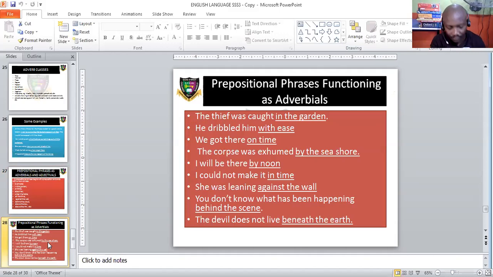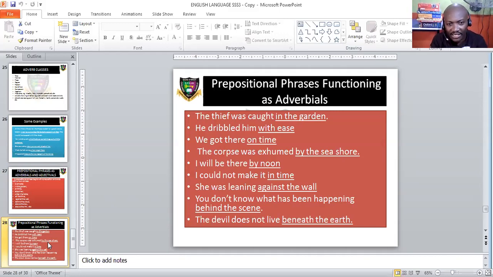See example. The thief was caught in the garden. In the garden is a prepositional phrase doing the work of an adverbial, and is an adverbial phrase of place, and it modifies the verbal group was caught because there's no verb in it. He dribbled with ease. With ease is adverb of manner, which is modifying the verb dribble. We got there on time.